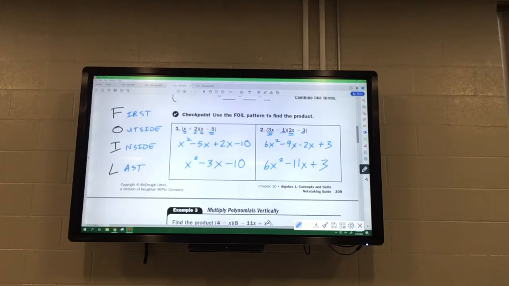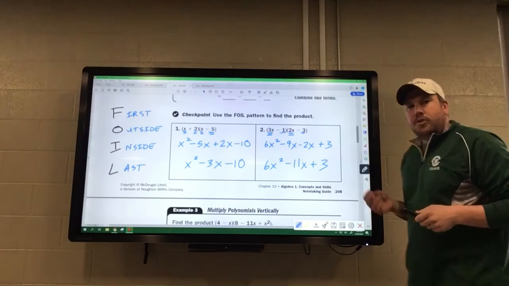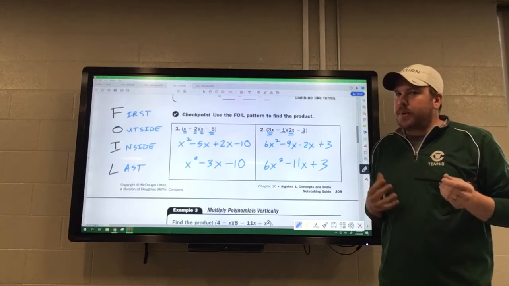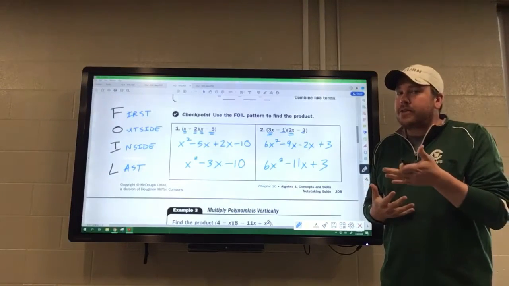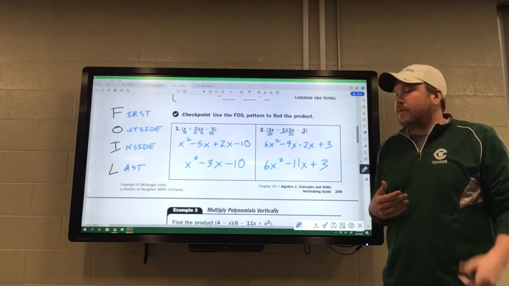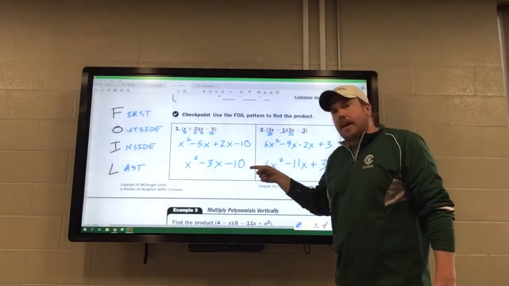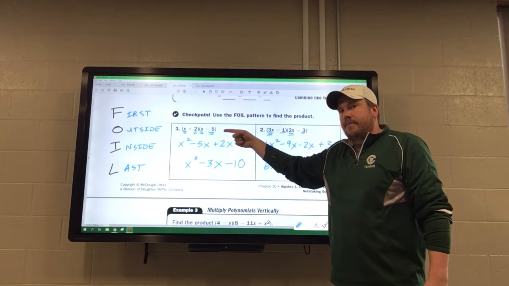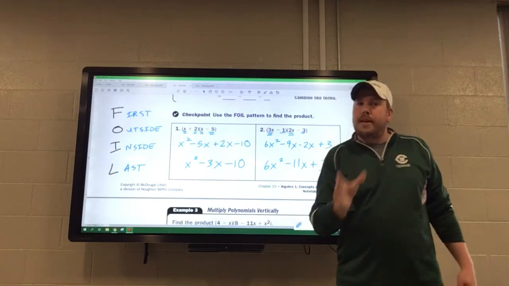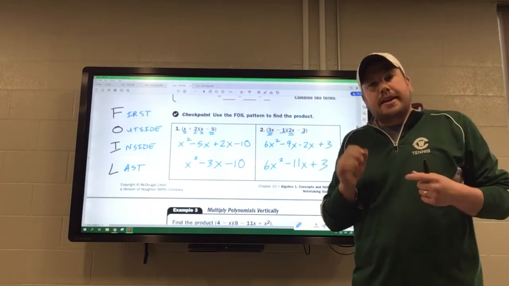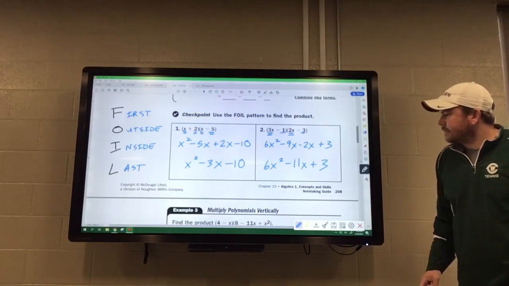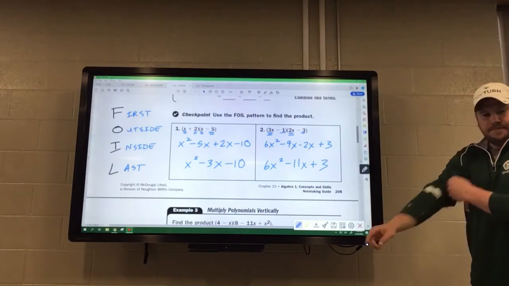Now, I need you able to do the FOIL method quickly and accurately. Later on in the chapter, what we're going to be doing is called factoring. And factoring is basically the opposite of the FOIL method. We'll be taking polynomials that look like this and factoring it to look like this. All right? And we can check our answer if we're good at the FOIL method. We can just check to make sure it works. So make sure you practice the FOIL method. Like I said, we need to be able to do it quickly and accurately. Let's move on.